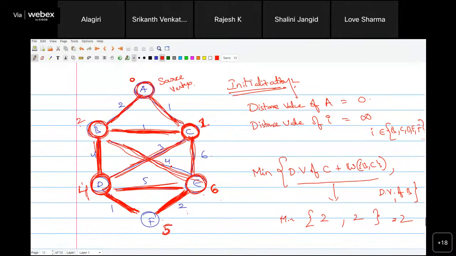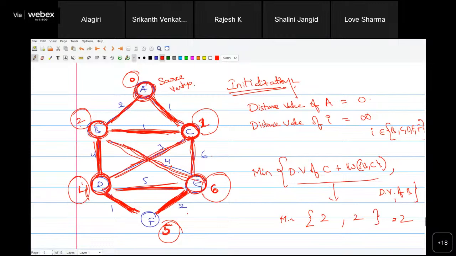So finally, once you are done with all the edges, you look at the final values. Whatever values you have, those are the shortest paths in terms of edge weights. You can check. So in order to reach C, the shortest path is A to C. So these are the shortest paths from the fixed vertex A to every other vertex.